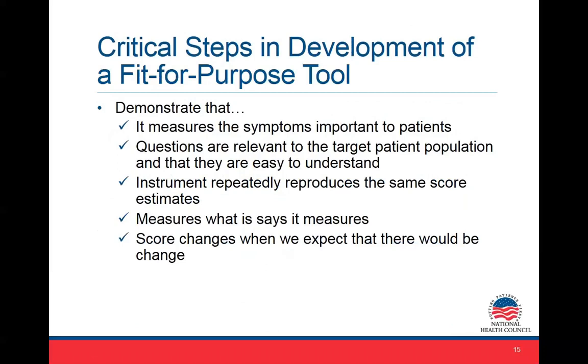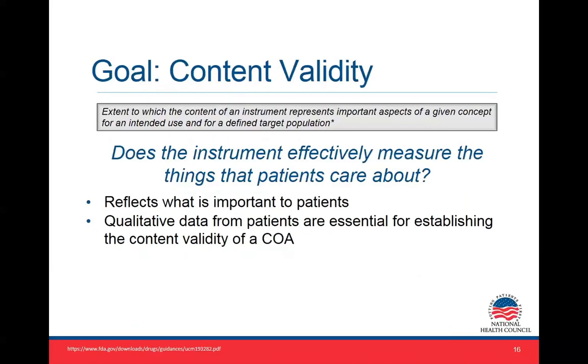In talking about the critical steps in the development of a fit-for-purpose or validated tool, we need to demonstrate that it measures the symptoms that are important to patients, the questions that are in it are relevant to that target patient population, and that they are easy to understand, that the instrument will repeatedly reproduce the same score estimates, that the tool measures what it says it measures, and that the score will change when we expect that there would be a change. This is what we're getting at when we talk about those measurement properties and that the tool is a fit-for-purpose tool. So let's begin with content validity.